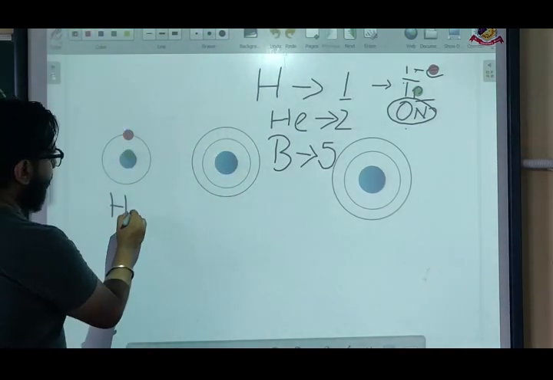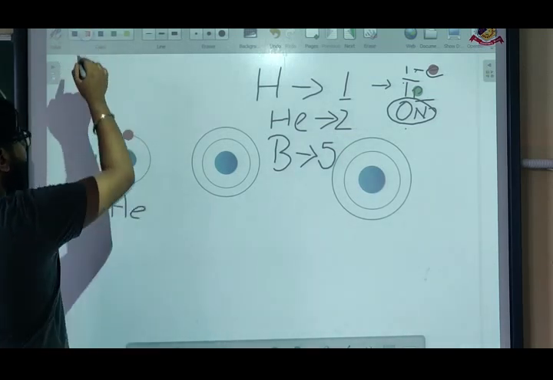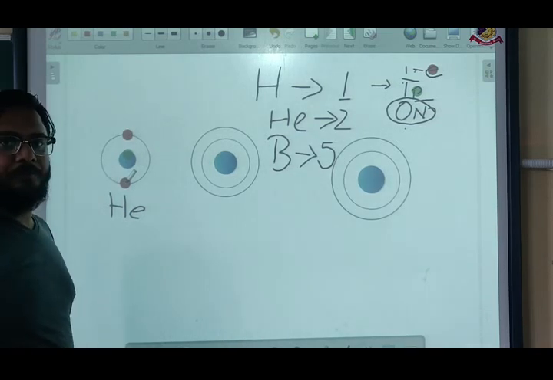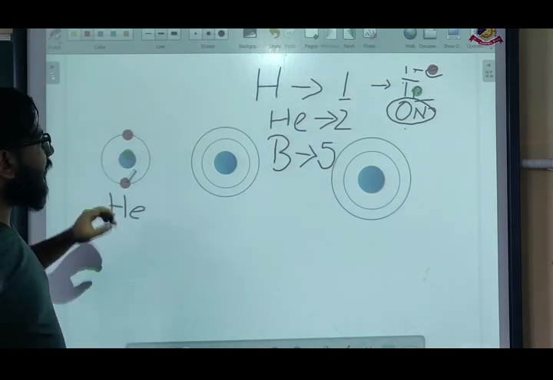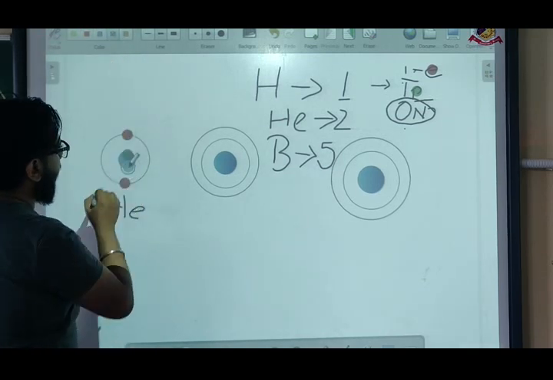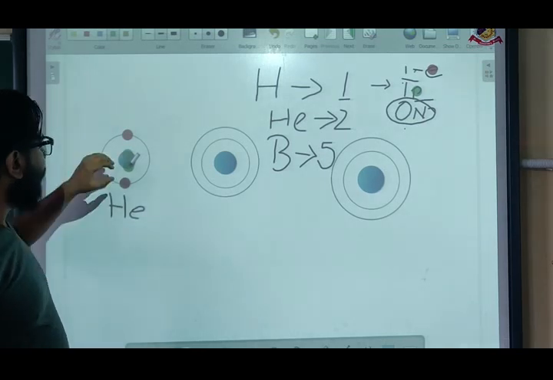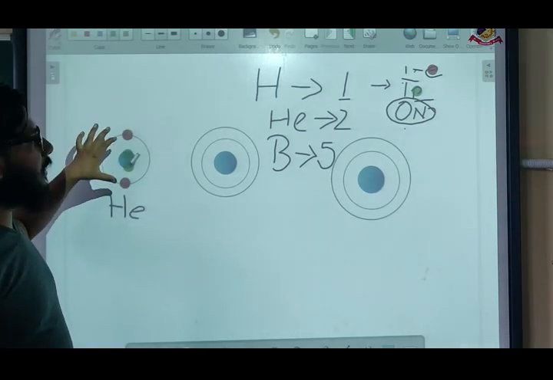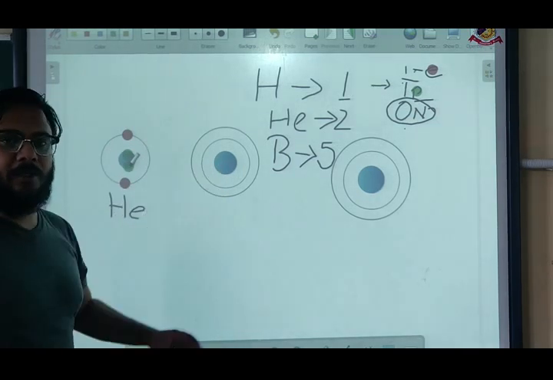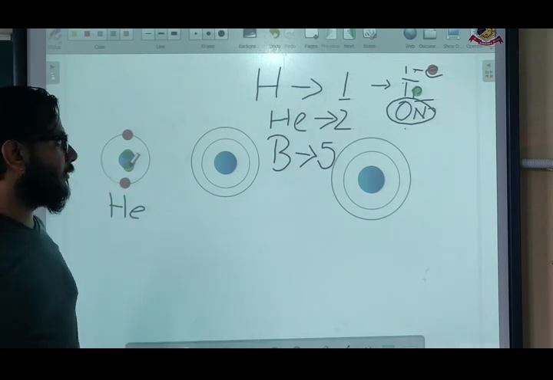It would end up being helium. Okay. So helium has two electrons, and since it has two electrons, it will have two protons. So helium has two protons and two electrons. And again, we will not get into the neutrons. Why? Because we'll study that in higher classes.